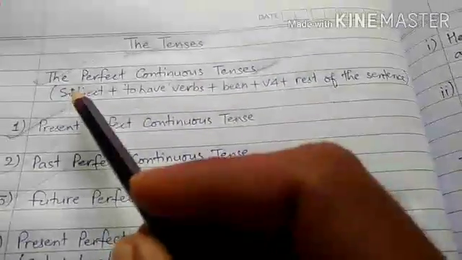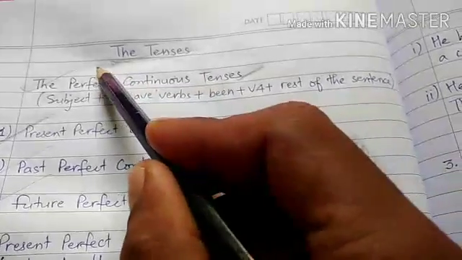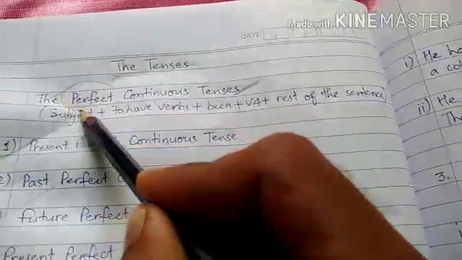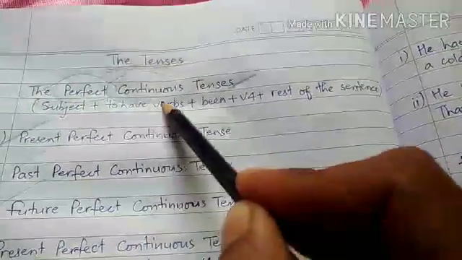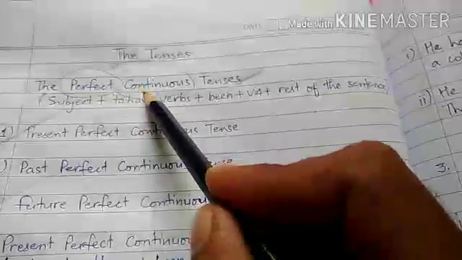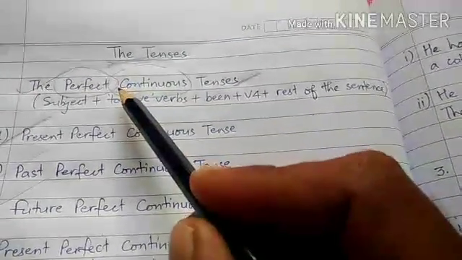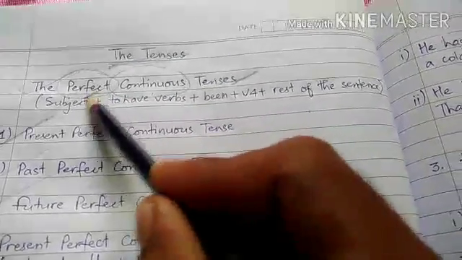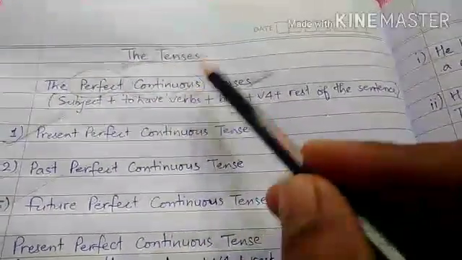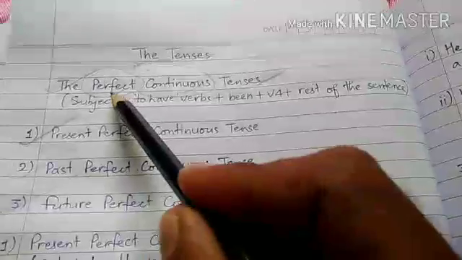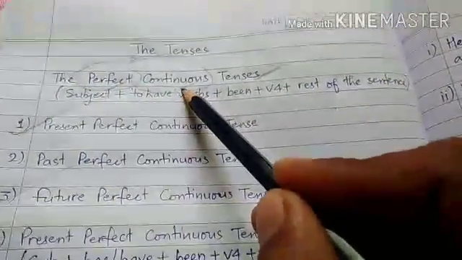So in the perfect continuous tenses, the tense is perfect also and continuous also. Okay, perfect and continuous both. Because in our previous videos, we understood the perfect tenses separately and the continuous tenses separately. But here we are learning about the tense which is both perfect and continuous.